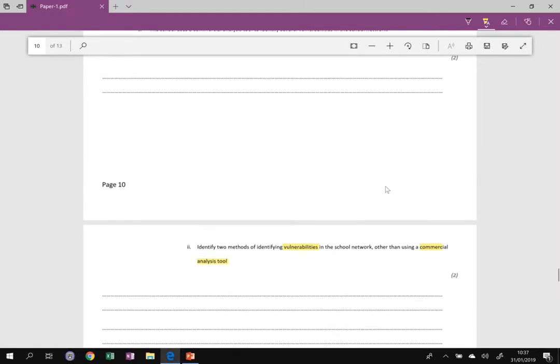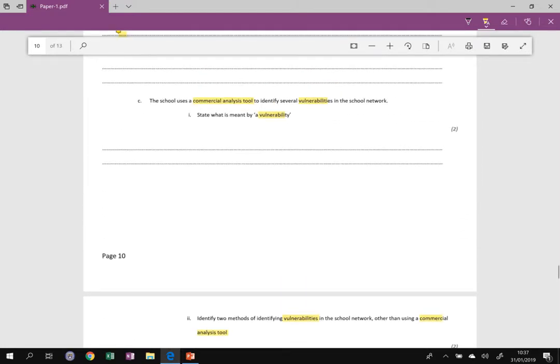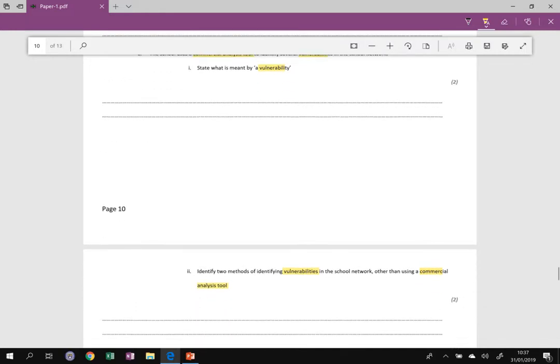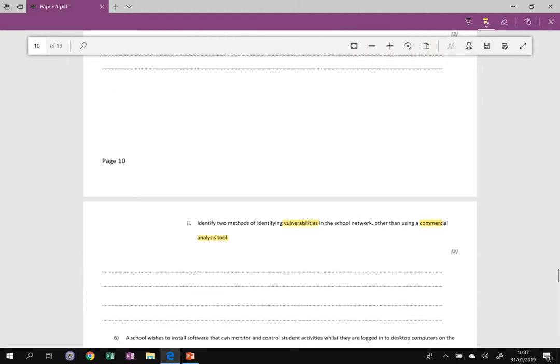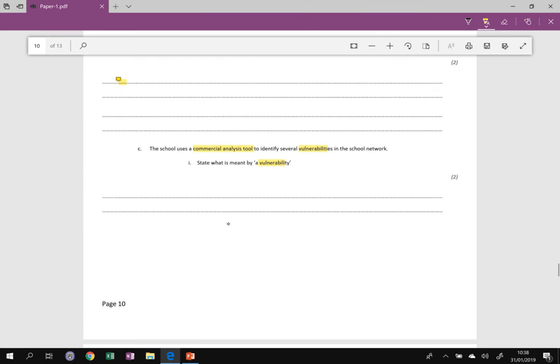So a commercial analysis tool is some software that you pay for, another company has written it, it will run a series of tests on your network and it will make a report that says what is wrong with your network. Other than using a commercial analysis tool, what other 2 methods could you use? So the command word here is identify, and you need to identify 2 methods, so 2 marks available. Okay, so we'll go through how to get to the answers in the next video. Hope this has been helpful.